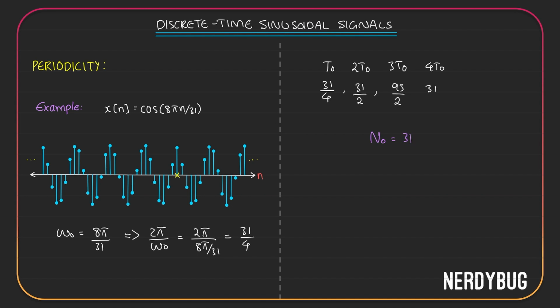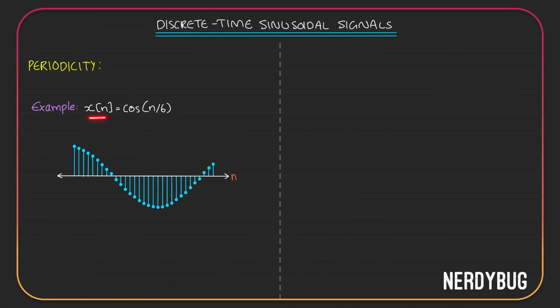So what you have to do is, when you find out 2 pi by omega naught and you get a fraction, find out its least multiple that is an integer, and that is going to be the time period, not the fraction. Let's now go to another example. What I have here is x of n is cos of n by 6. And it looks like this. It is a very beautiful pattern to look at. I'm sure you would look at this figure and tell me, yeah, it is going to repeat. It looks periodic. But let's check mathematically.